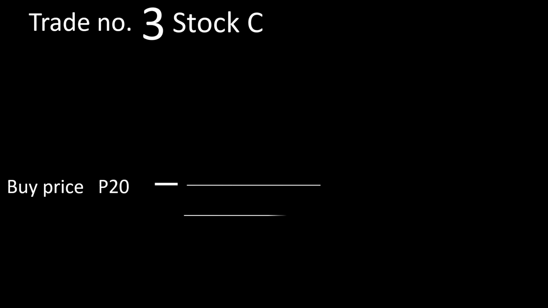So, let's move and go and find another stock to trade. And let us say we found stock C. This stock sells at 20 pesos per share and you set your stop loss at 10% below the buy price. That's at 18 pesos. Now, let's do some review.